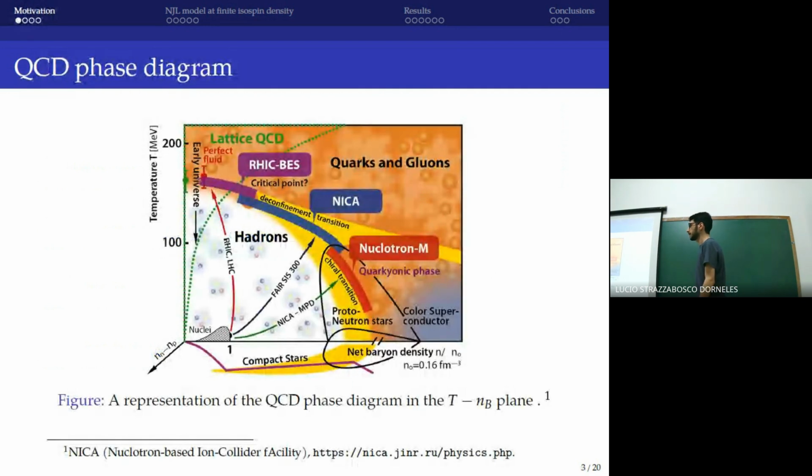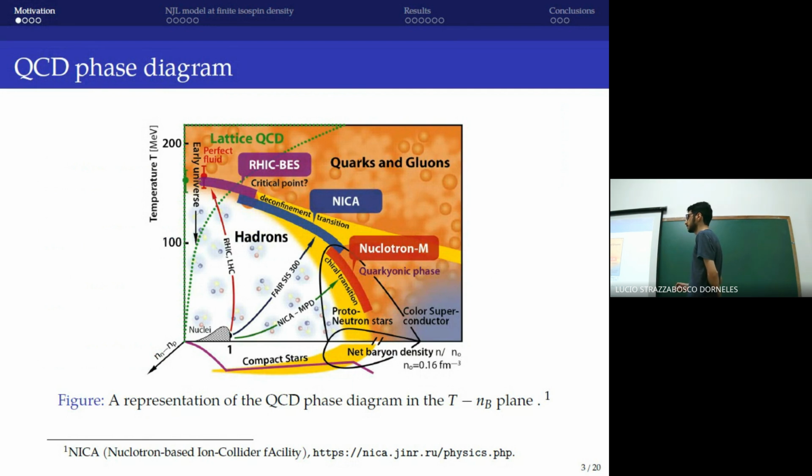So to recap some key concepts of the last lecture, we have the phase diagram, the temperature and baryon density plane. For low energies, the quarks are confined in hadrons. If you increase this energy, they are deconfined to form the soup of quarks and gluons.